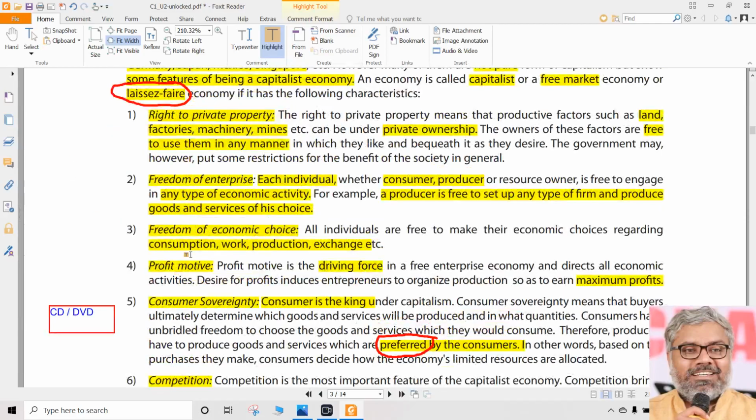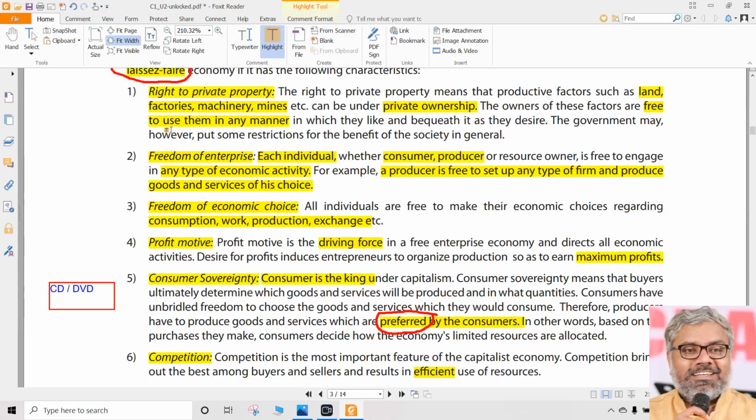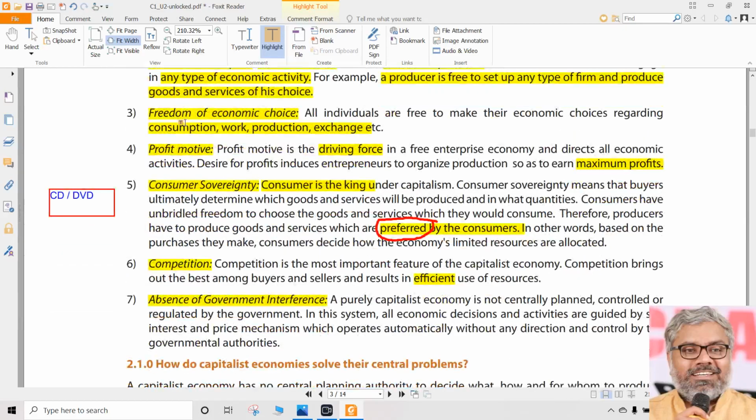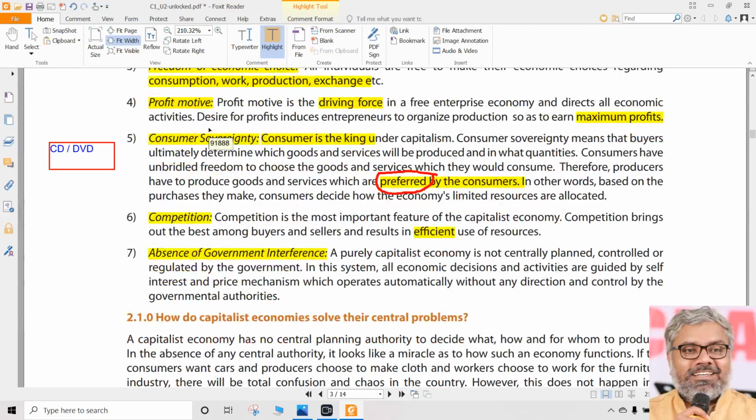So in the entire chapter, the core aspect that should be understood, again, not remembered or memorized by heart, but understood, is the essence of this. What are the key features of a capitalist economy? One, right to private property, freedom of enterprise, everybody has a choice, and profit motive is the driving force.